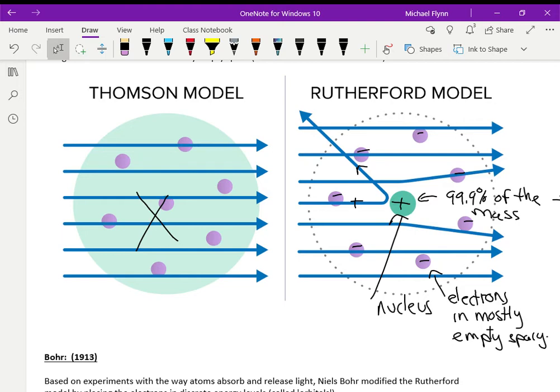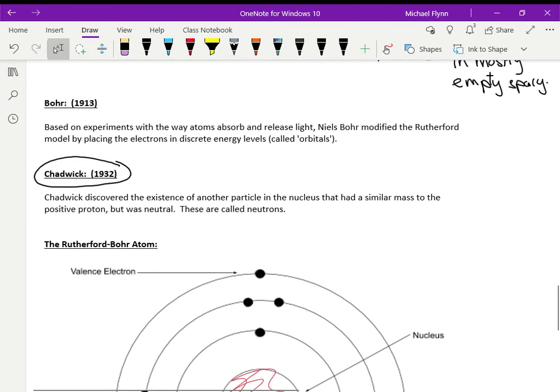Okay, so continuing the story. Chadwick in 1932, about 20 years later, discovered the existence of another particle in the nucleus. So it turns out there are particles in the nucleus that we had discovered now. The positive particles turned out to be called protons. Then they discovered that there were particles of about the same mass that were also located in the nucleus. This is what Chadwick discovered. And because they were neutral, they didn't have a positive or negative charge, they called them neutrons.